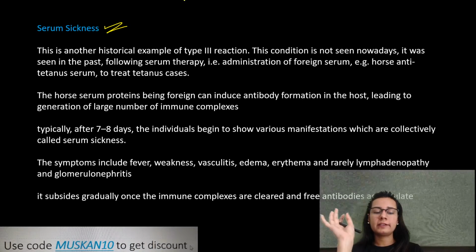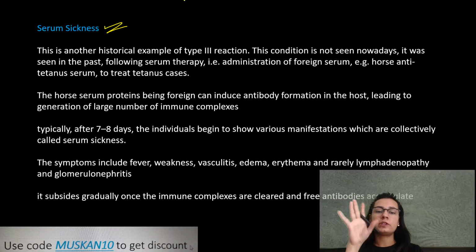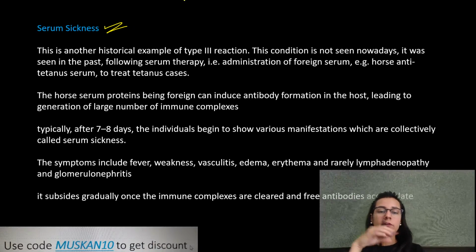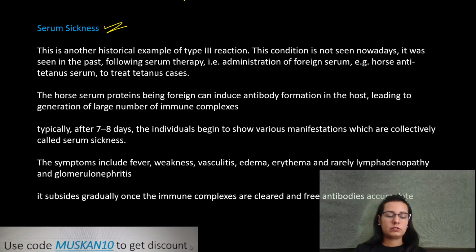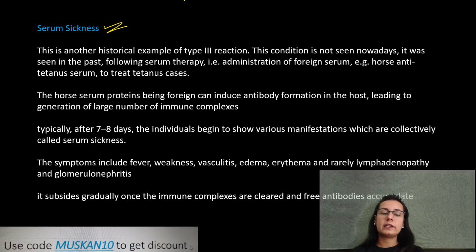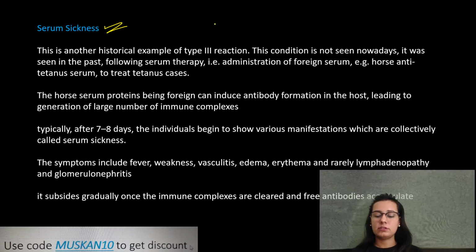So whatever is happening in type 3 is due to the formation of the immune complex, that is the antigen antibody complex. It depends on whether the complex is small or large. If it is small, it will wander and it will cause systemic reactions. If the complex is large, it will cause the Arthus reaction, the localized hypersensitivity type 3 reactions.